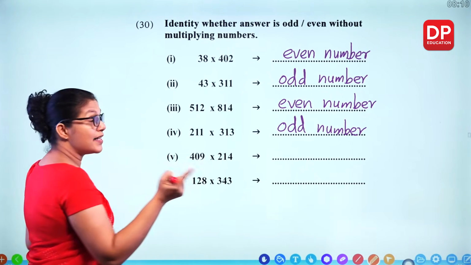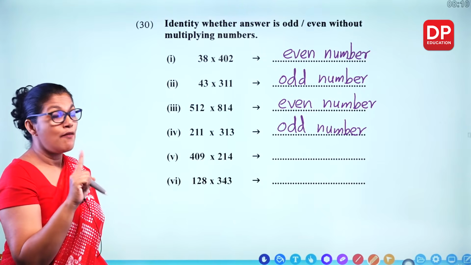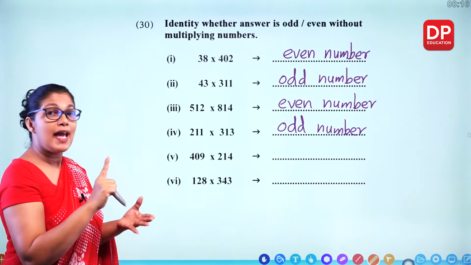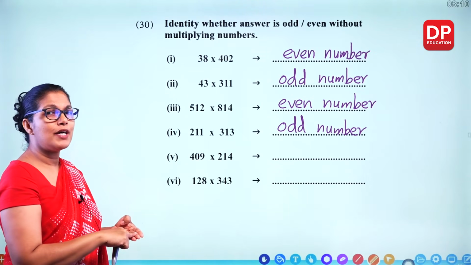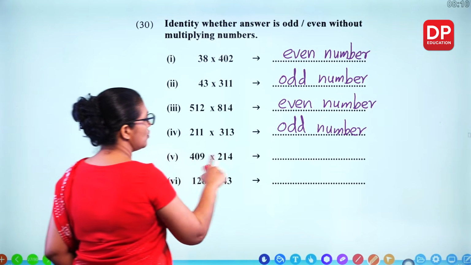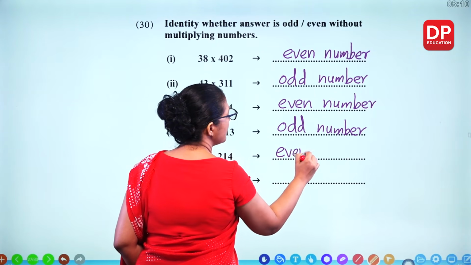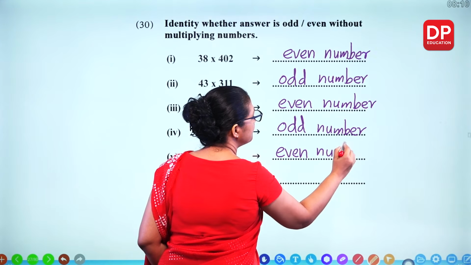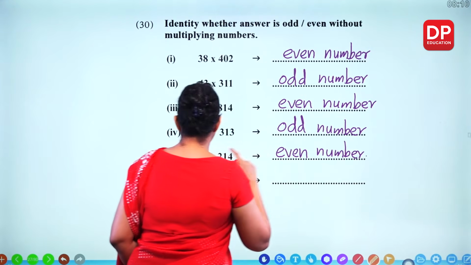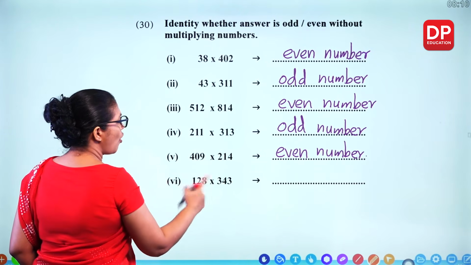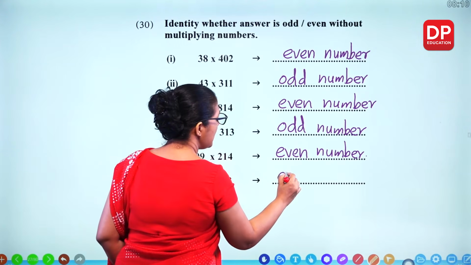Odd and even, we found out when you multiply any number by an even number, you get even. So even number. Even number with odd number, you get even.